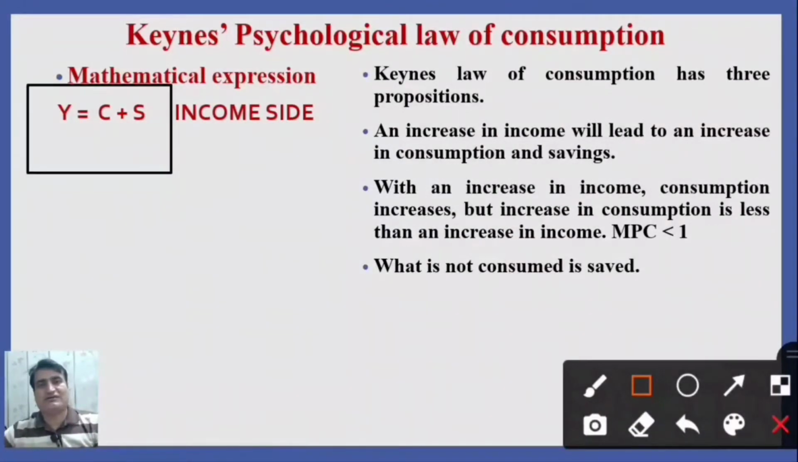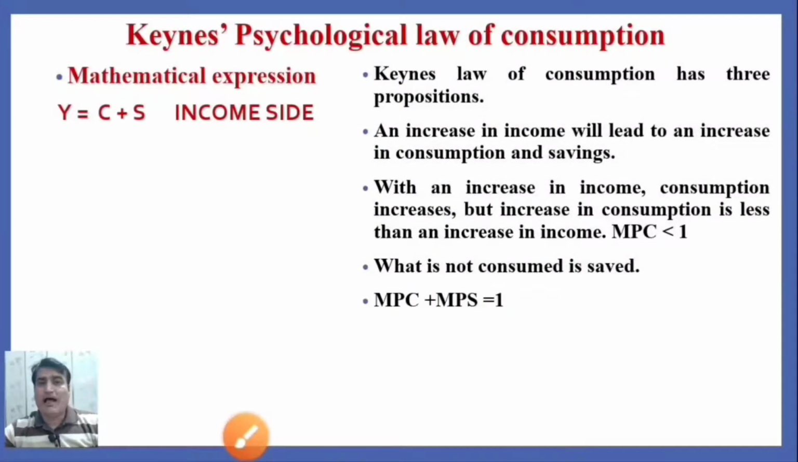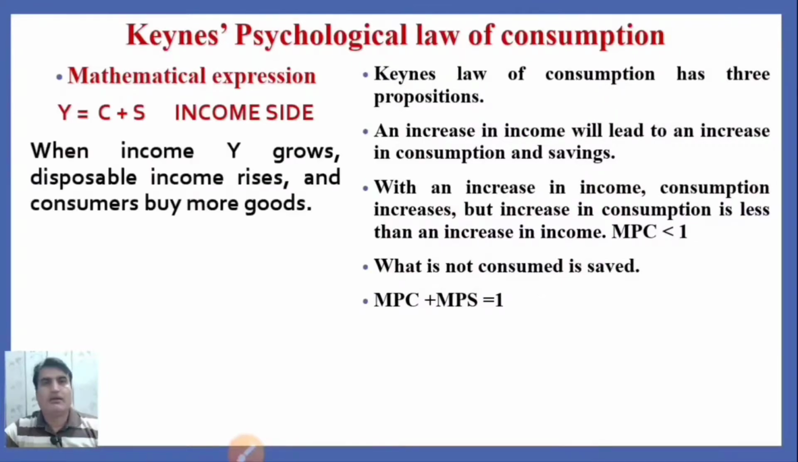GDP is equal to consumption plus saving. As the income rises, the consumption goes up, and on the other side the saving increases, because with the increase in income the consumer is not spending the whole income on the purchase of goods and services, but something is saved. So always remember that the marginal propensity to consume plus marginal propensity to save is always equal to 1. When income Y grows, disposable income rises and consumers buy more goods.